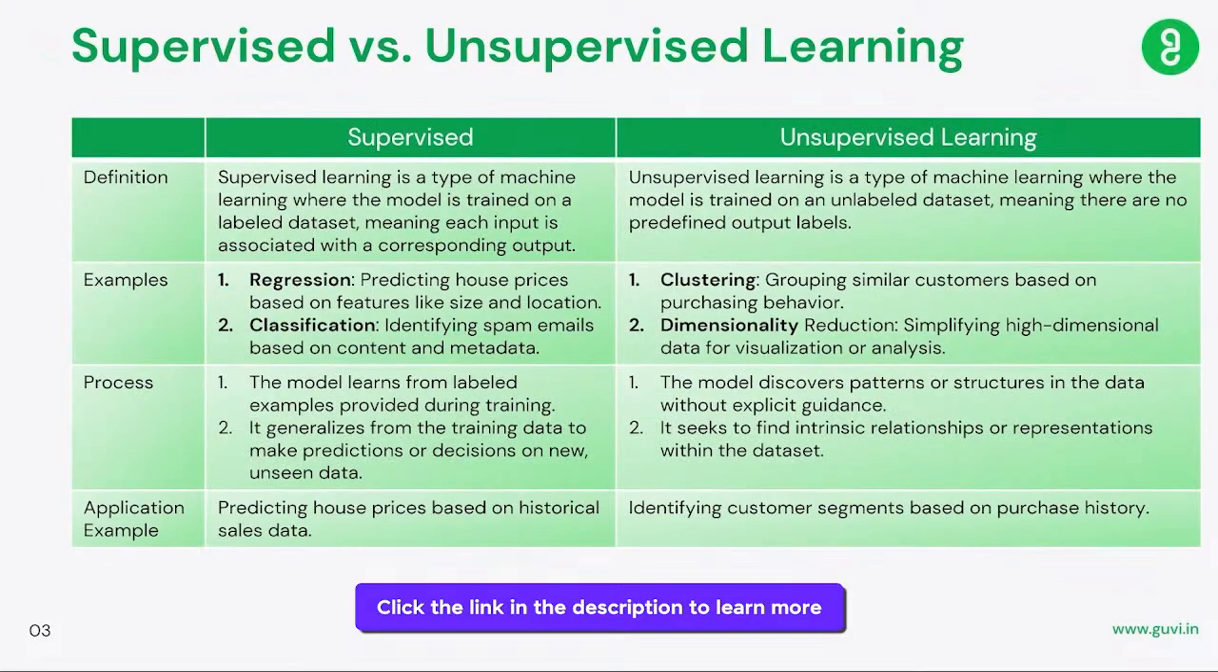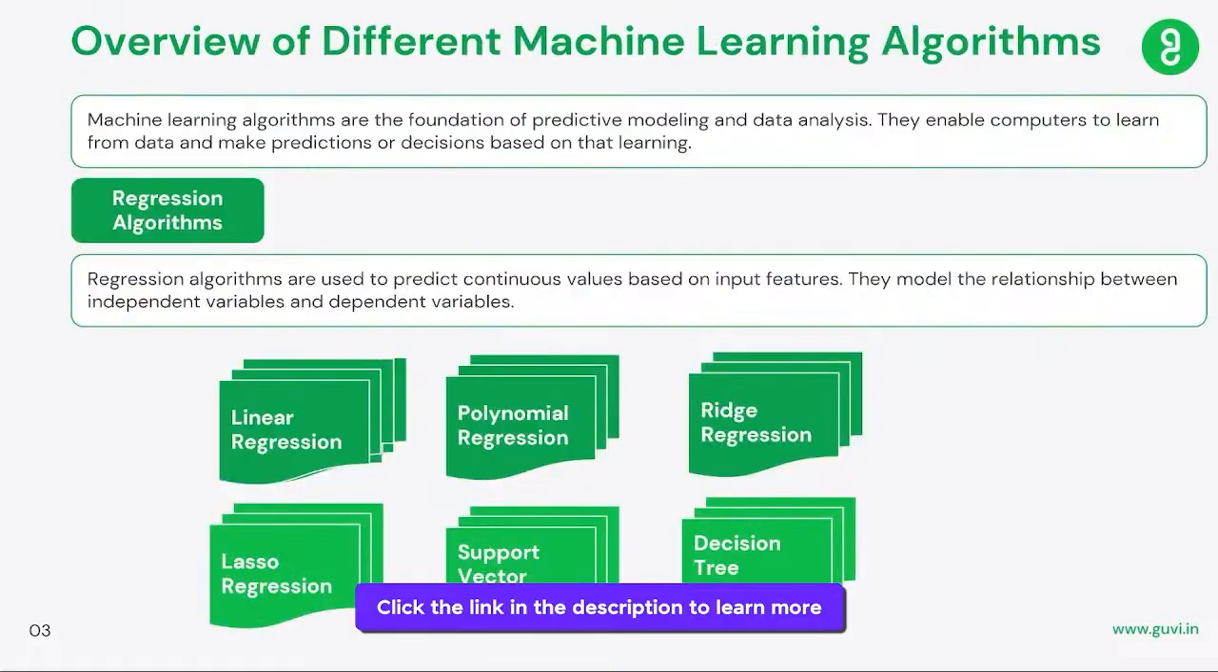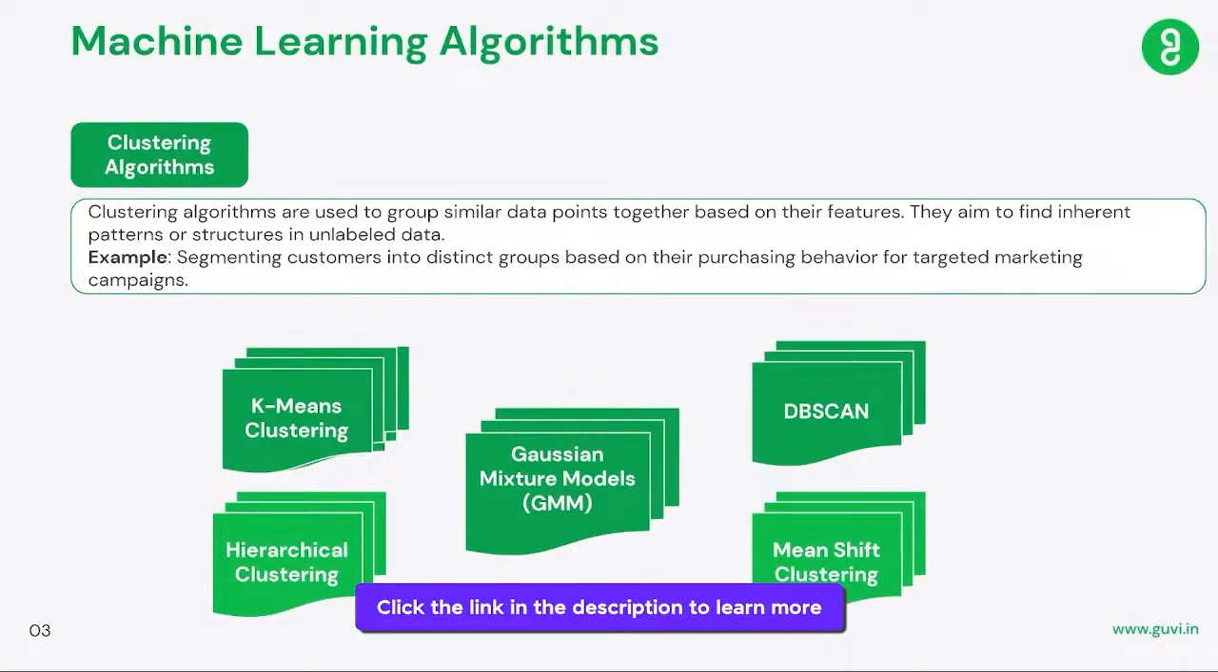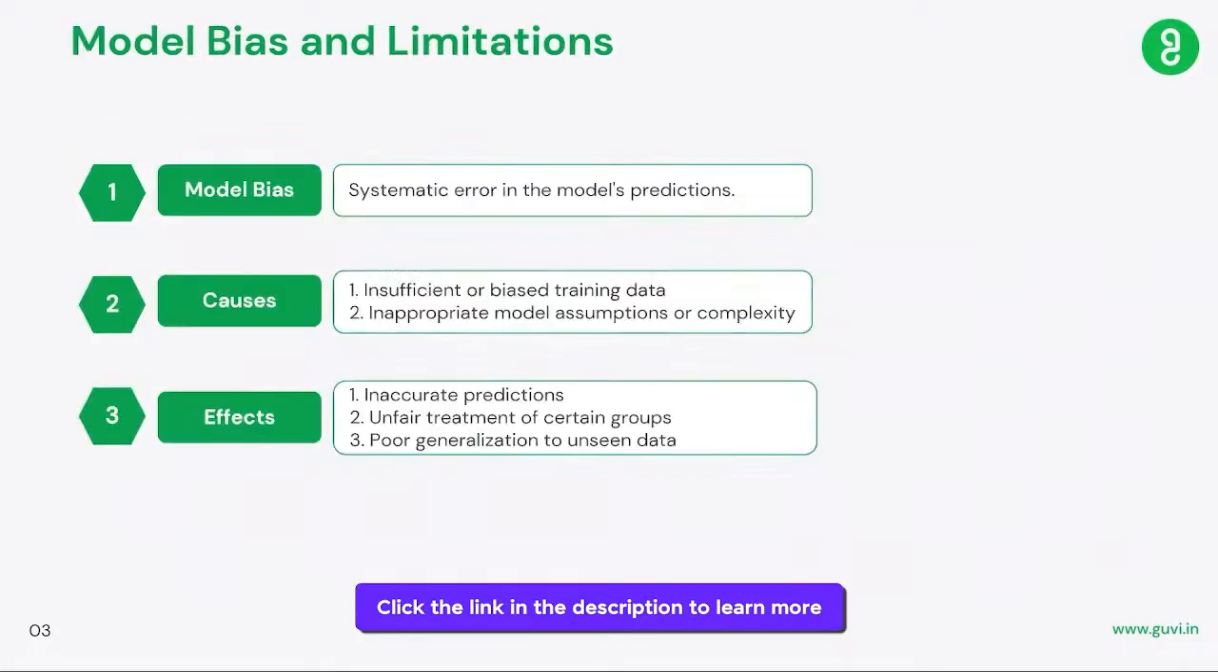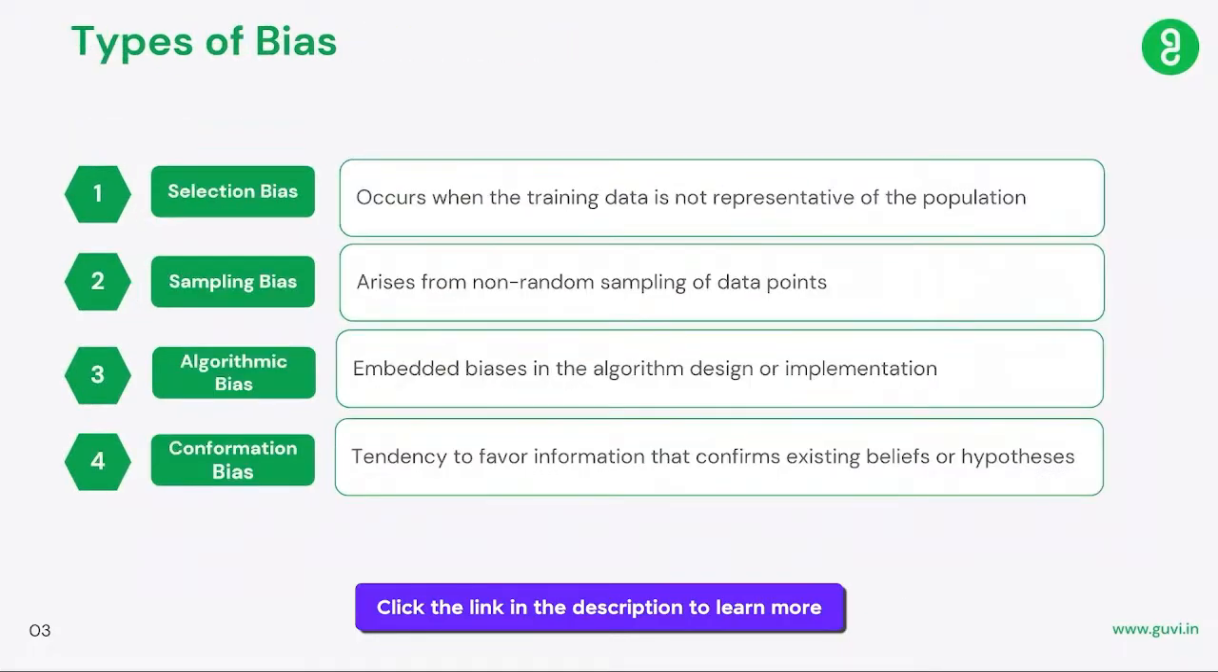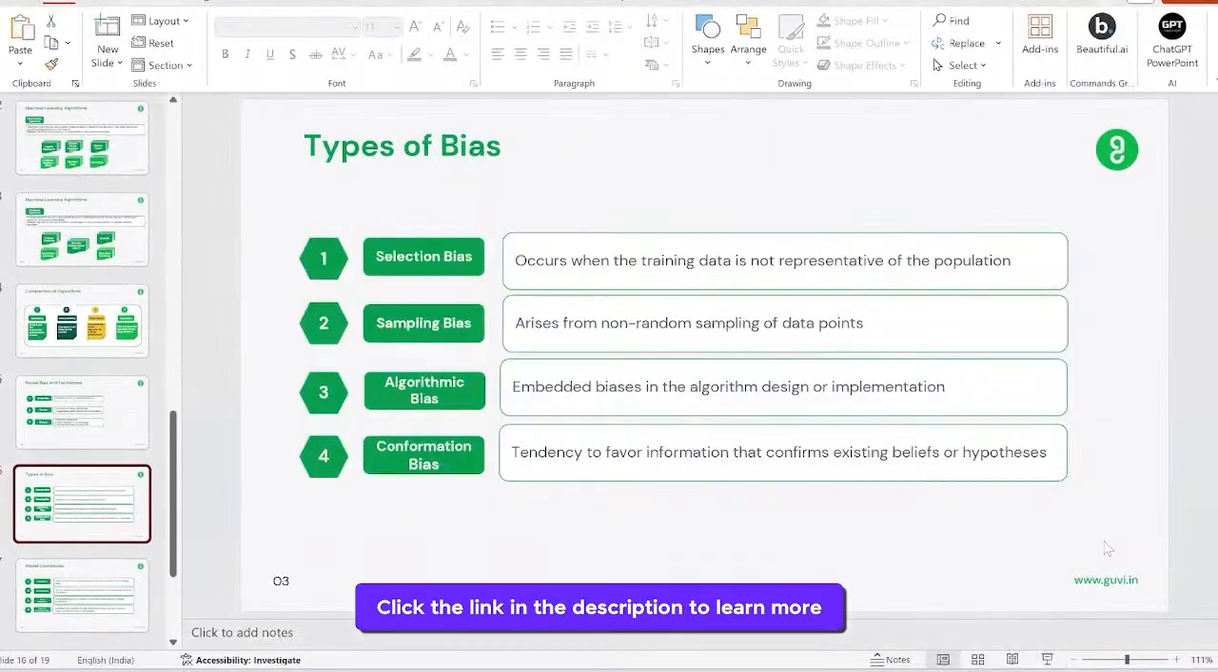Welcome back, folks. So in the previous few sessions, we have seen supervised versus unsupervised learning. What are the different machine learning algorithms? What are the different exploratory data analysis techniques? And we were comparing various different algorithms, model bias and limitations. And what are the different types of bias?